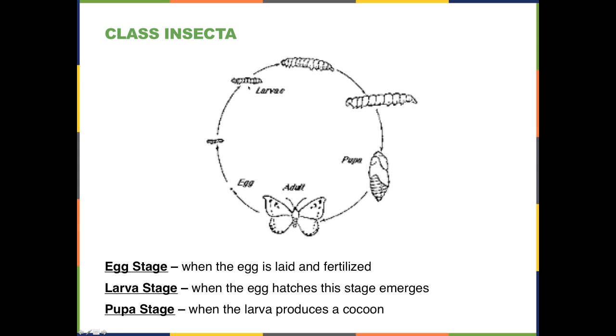The larva stage is the stage that emerges from the egg, and it grows to a certain size, and it looks very much like a worm. And at some point, it then encases itself in a chrysalis and enters what's known as the pupa stage. During the pupa stage is when the organism is completely changed and an adult emerges. So there's the egg, the larva, the pupa, and the adult phase.